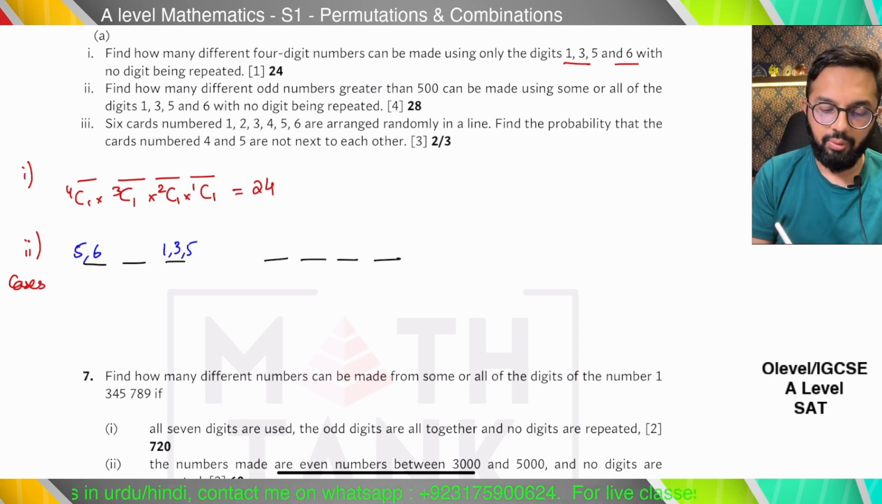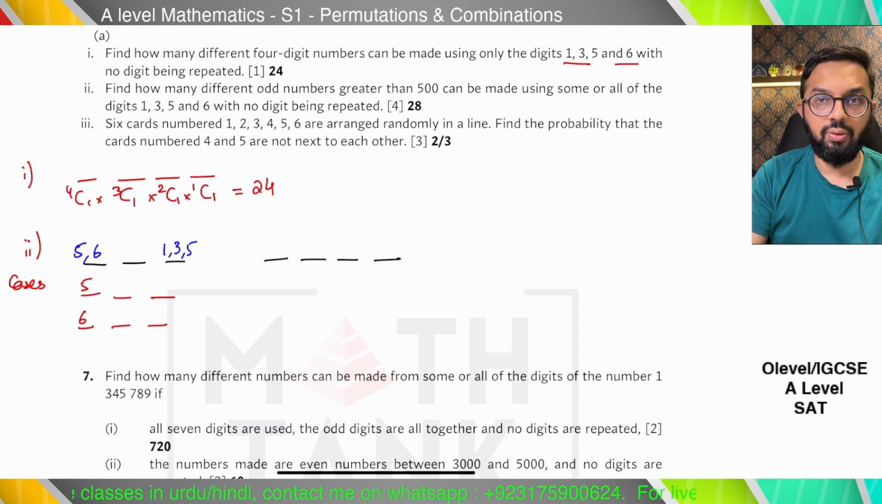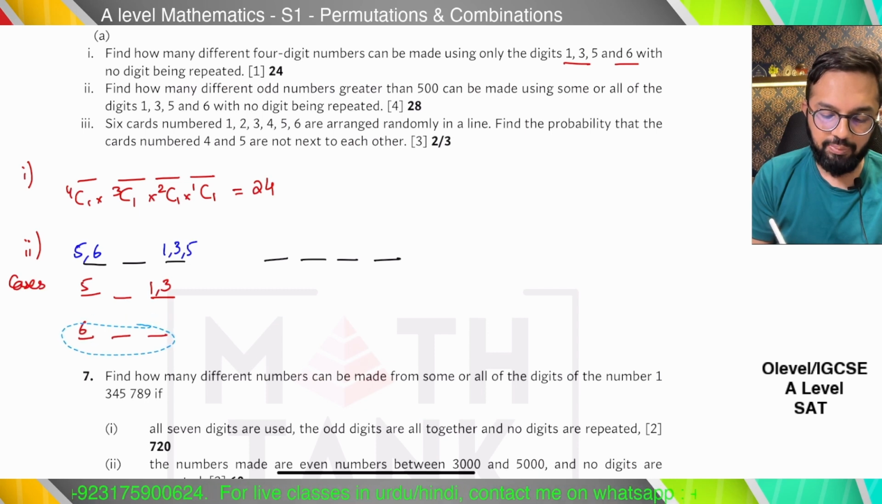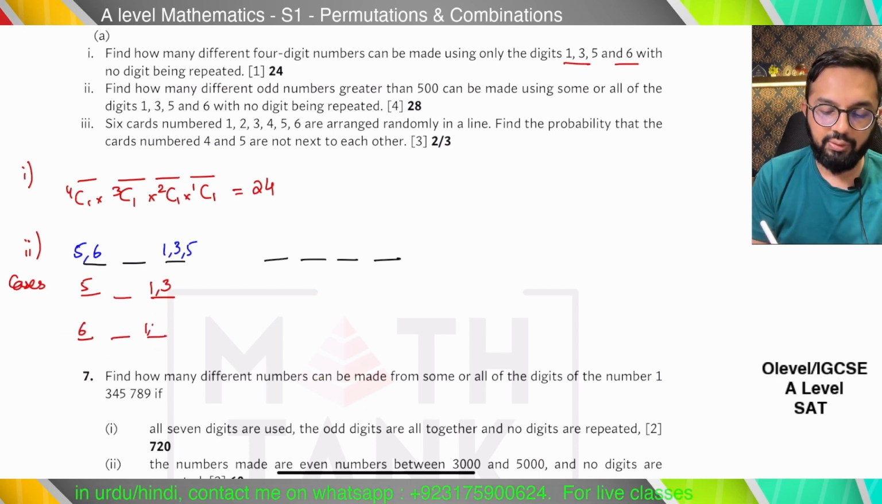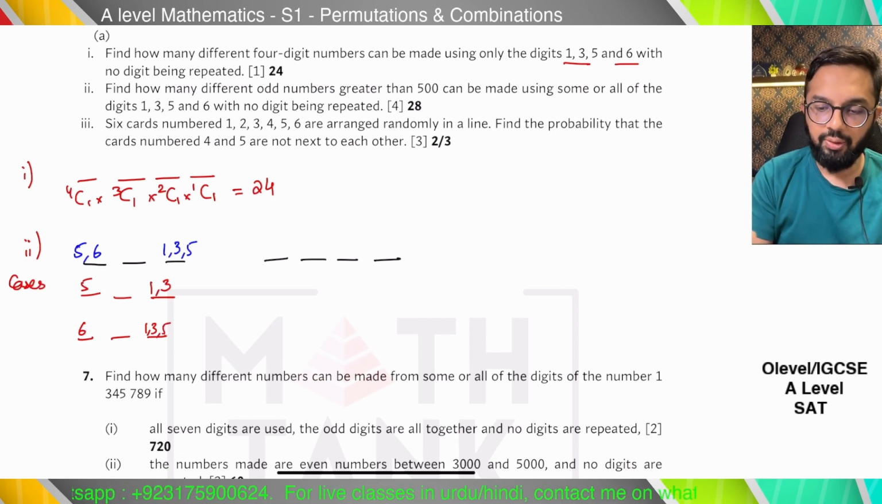Okay, so what I'm going to do is I'm going to create two cases, one with a 5 fixed and the other with a 6 fixed. When a 5 is fixed on the first position, the choices that I'm left with are 1 and 3. When a 6 is fixed on the first position, the choices that I'm left with are 1, 3, and 5 on this position. Now let's fill out.